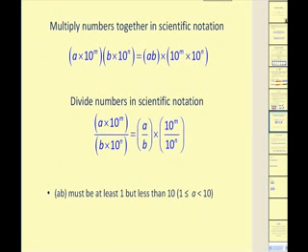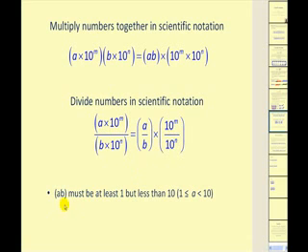Okay, now let's talk about how you can multiply and divide numbers in scientific notation. If these two numbers are in scientific notation, everything here is being multiplied together. So it's pretty straightforward. We simply multiply a times b, and then multiply 10 to the m times 10 to the n. And to divide numbers in scientific notation, we divide a by b and divide 10 to the m power by 10 to the n power.